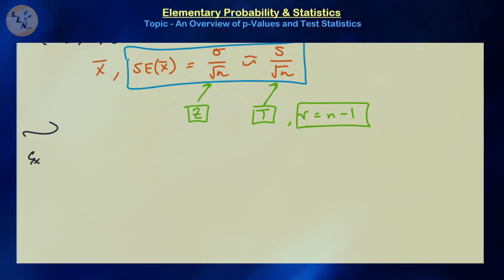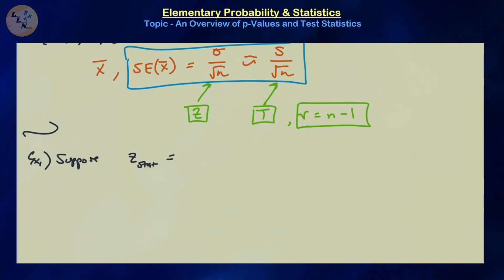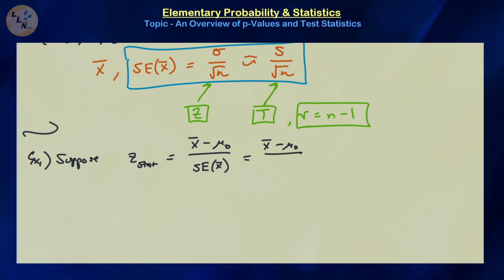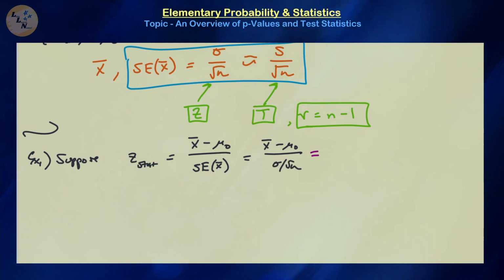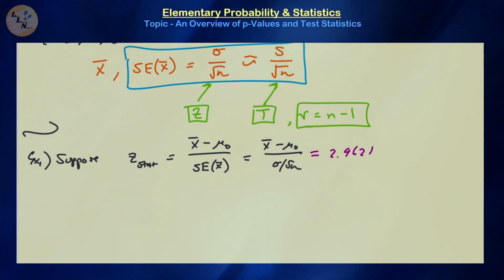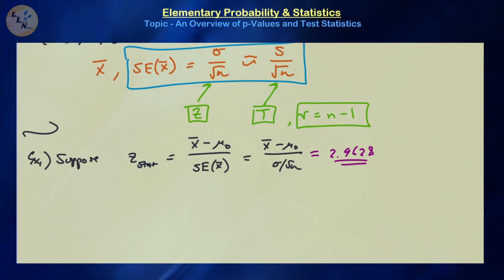So let's assume that we have a test statistic that's a z test statistic, which is given by, generally speaking, x bar minus mu0 divided by the standard error. So if I'm saying this is a z test statistic, that means the standard error is going to be sigma divided by the square root of n. And let's just pretend that this is equal to 2.9628.